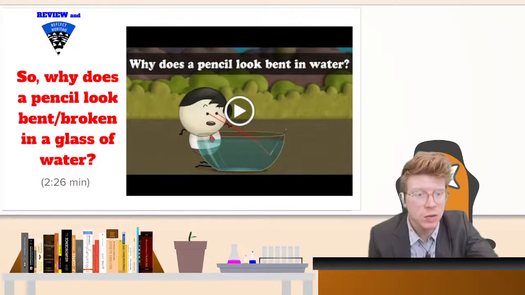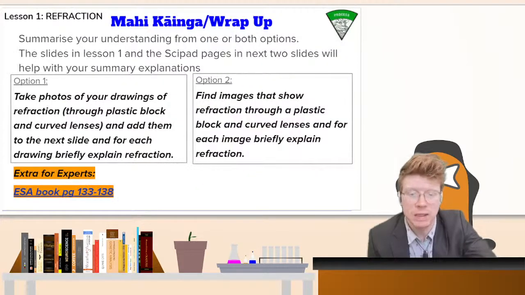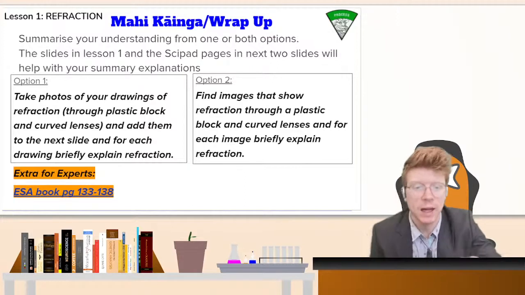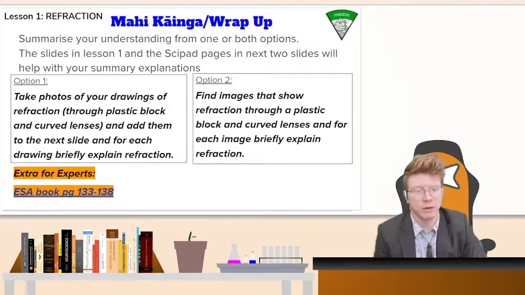Now that we've done that, you should be able to have a go at explaining why things look kind of broken or bent when you see them entering water like this. And this video does a good job of explaining that. And our last little task for this lesson will be for you to take photographs of your drawings so you can add them in. Alternatively, you could find an image that demonstrates these and then briefly explain it.